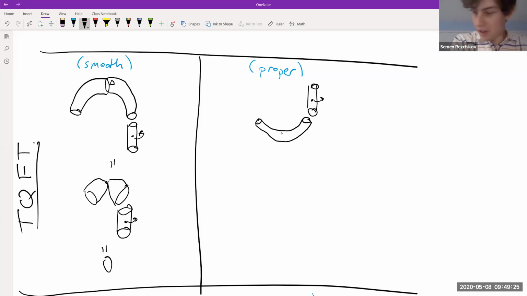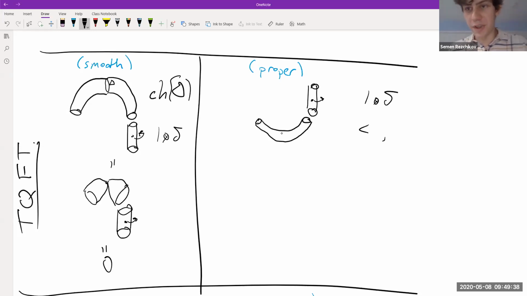And so here on the left-hand side, we had exactly, what was it? The Chern character of the diagonal. And then we had one tensor delta. Here we have one tensor delta. And then we have this pairing. This is the moduli space that defines the pairing on quantum cohomology.